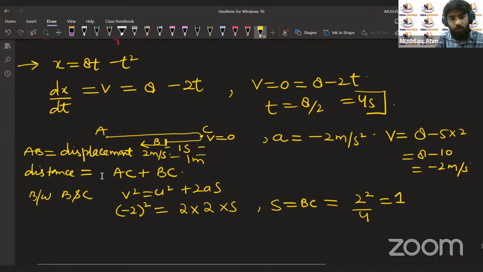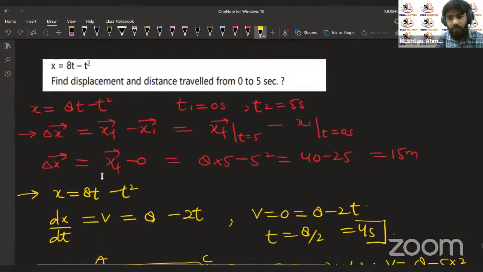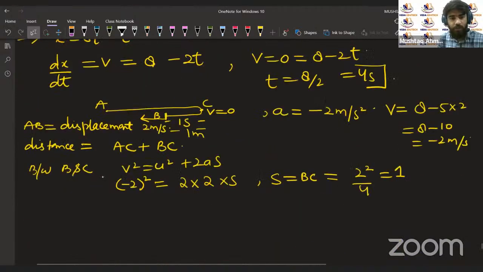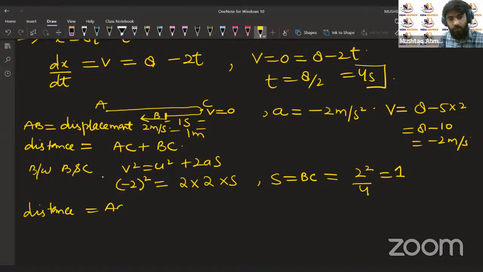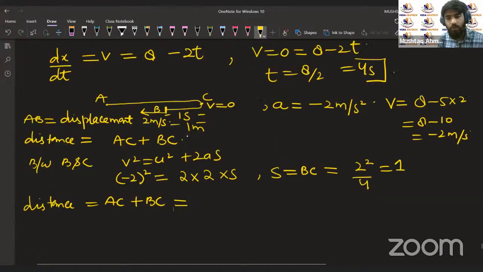And the displacement, in the previous question, came out to be 15 meters, right? Now the total distance is AC plus BC. BC comes out to be 1 meter, right?